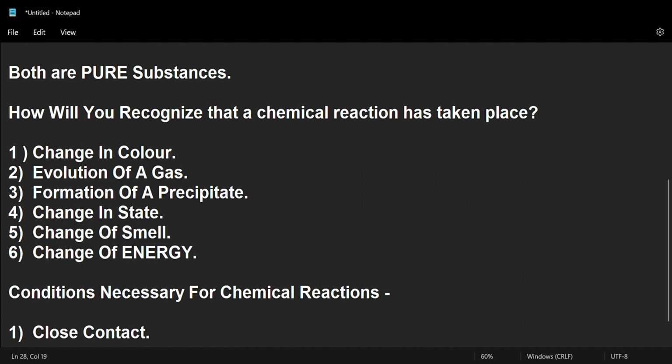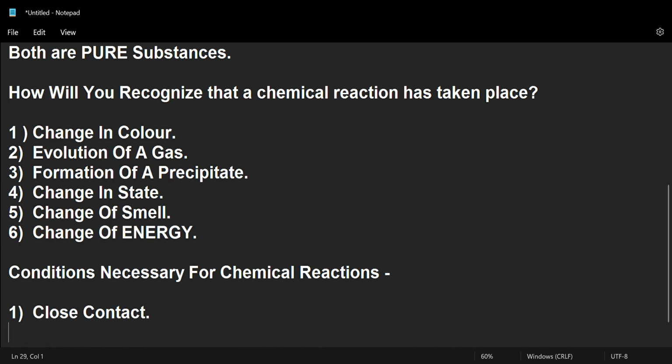Number 2 is the solution form. Without close contact, no reaction takes place. Therefore, in the laboratory, if you have observed, sodium is stored in kerosene oil to prevent its contact even with moisture, because that can react. Now, solution form: some substances react with each other only when they are mixed. If they are mixed, then only they can react, in solution form. So close contact, number 2 is solution form.